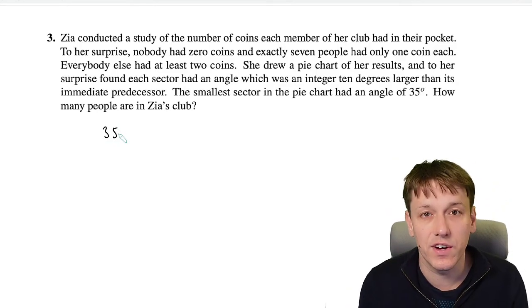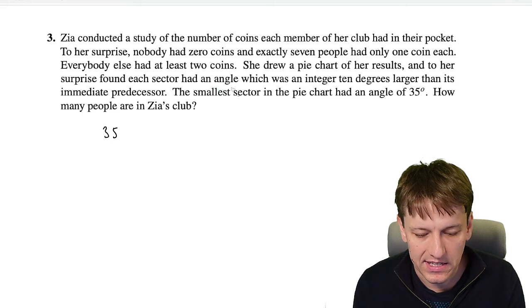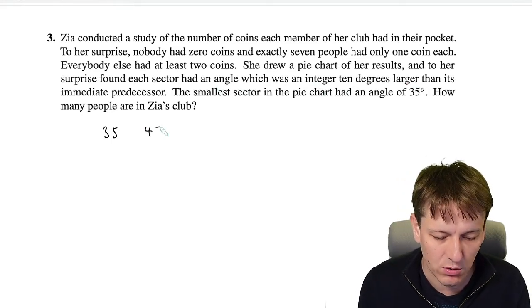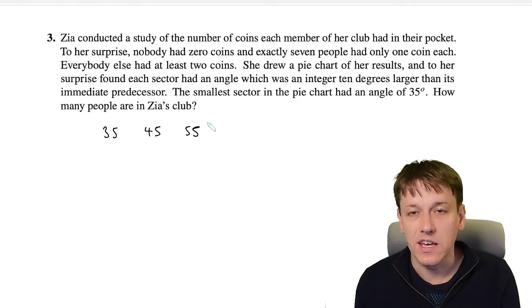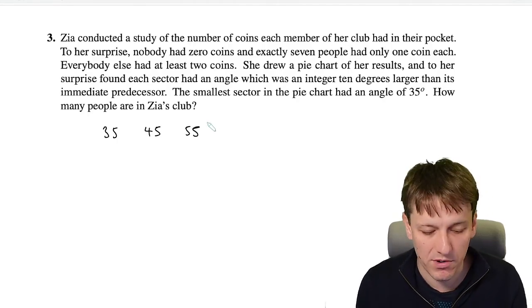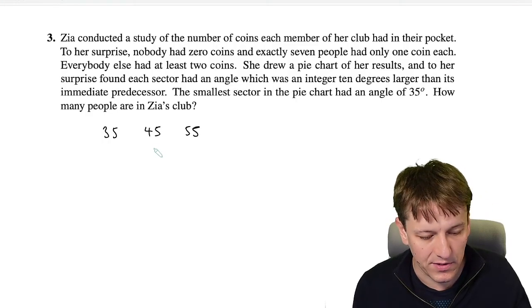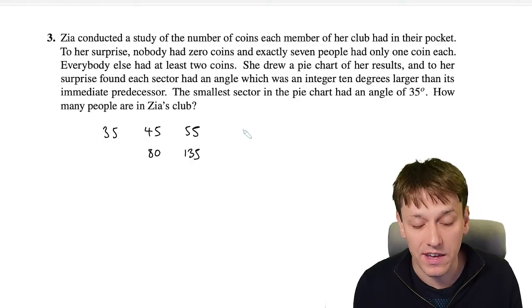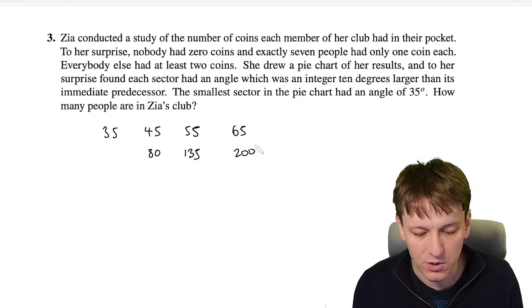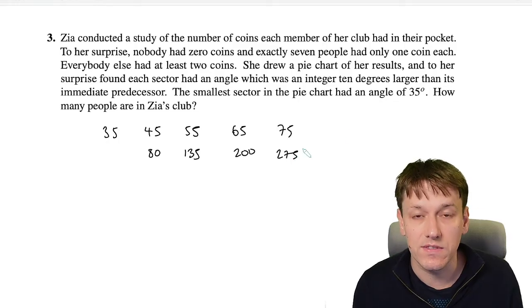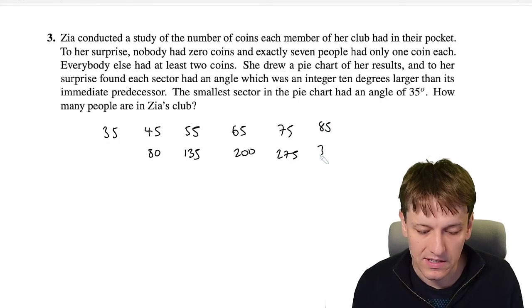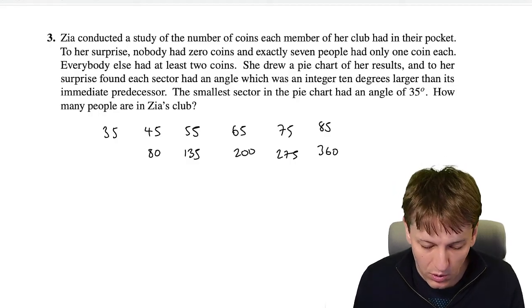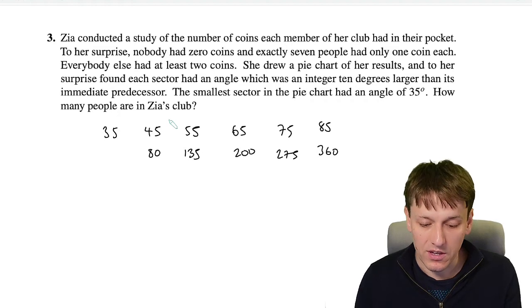So the smallest sector has 35 degrees, and it says each sector has an angle 10 degrees larger than its immediate predecessor. So the next one will be 45 degrees, then 55 degrees. And if I just keep working out the cumulative sum of these, 35 plus 45 gives me 80, plus 55 gives me 135, and then the next one is 65, that's going to take me to 200, and then 75 is 275, and then 85 takes me to 360. 360 degrees is the total for the circle, so we know these must be the angles in the pie chart.